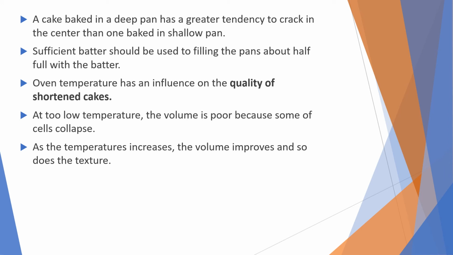Oven temperature has an influence on the quality of the shortened cake. At too low a temperature, the volume is poor because some of the cells collapse. As the temperature increases, the volume improves and so does the texture.